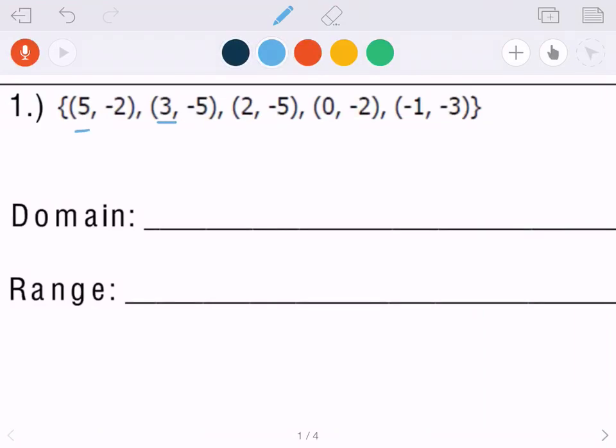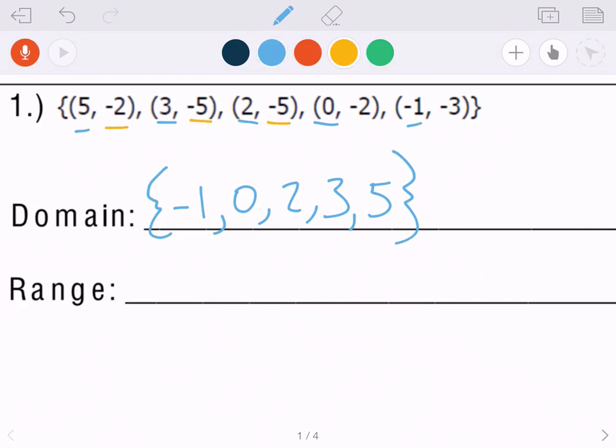So the first representation, I could just give you the ordered pairs. So what I've underlined in light blue, those are all the x values. So that's going to be my domain. Domain are always my x values. So I'm going to put these in order from least to greatest. That's how I'm going to represent the domain and range. So I have -1, 0, 2, 3, and 5.